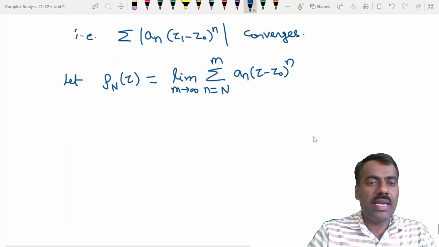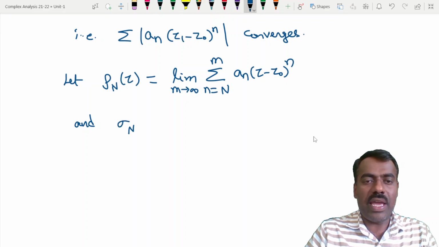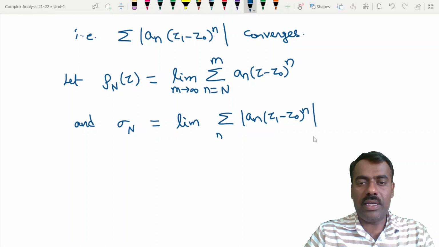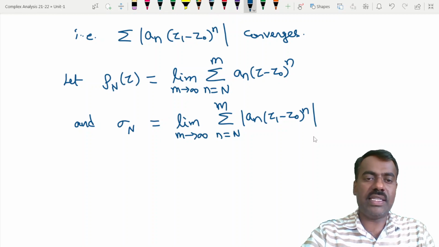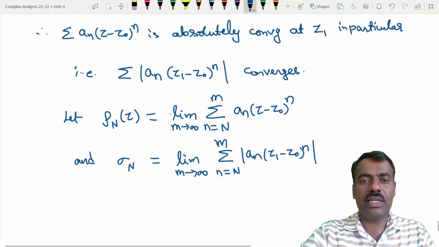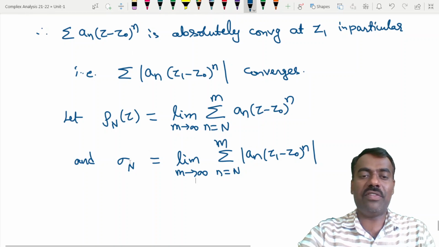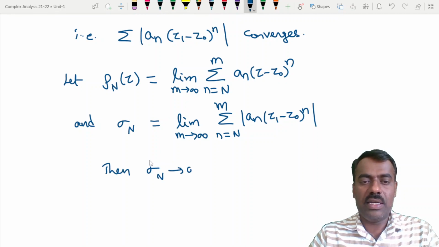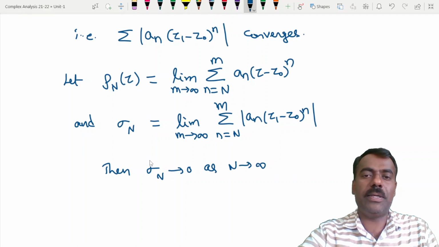And the other one, sigma_n, is the limit of the summation of mod a_n (z1 minus z0) whole power n, where n is from n to m and m tends to infinity. So we have taken these remainder functions for this series and for this series. We know this series converges, that means sigma_n tends to 0, because this is the remainder. So sigma_n tends to 0 as n tends to infinity. Okay, fine.